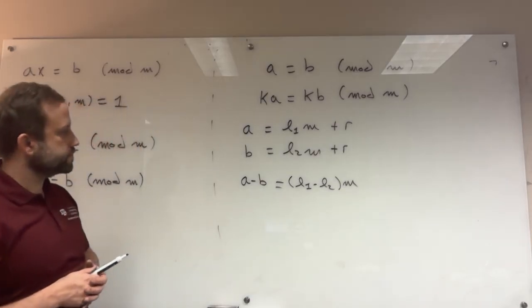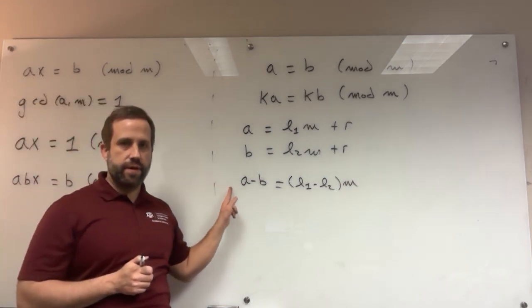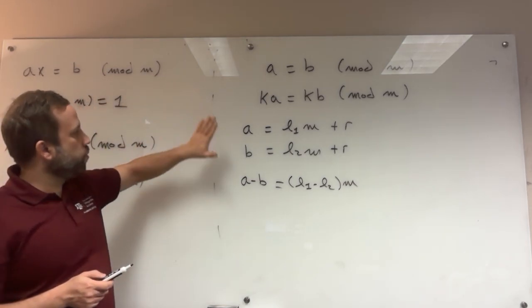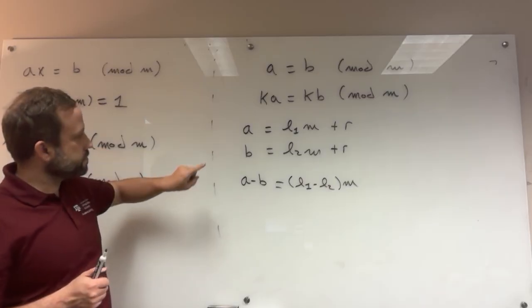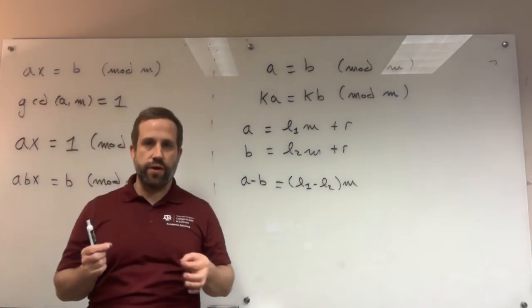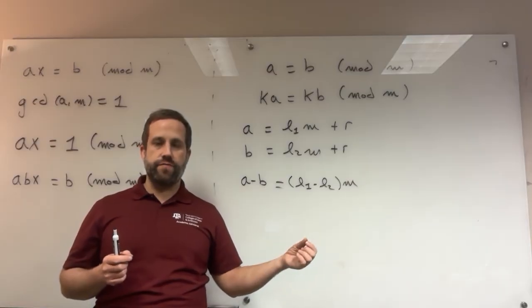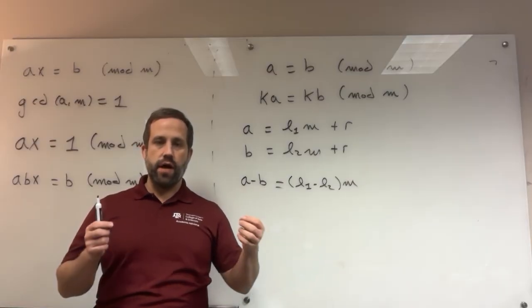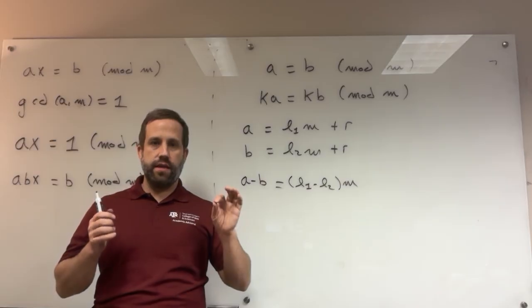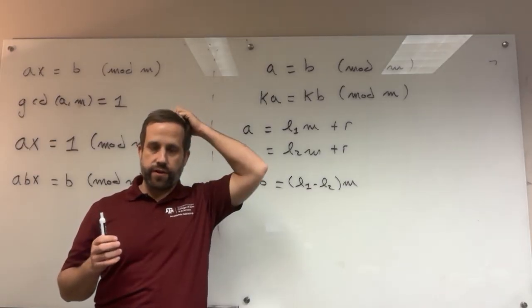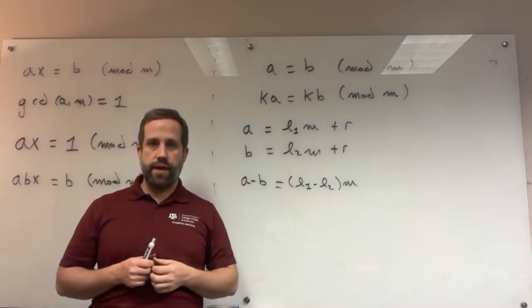Okay. Can you see why that's true? Think for a little bit about why that's true. Okay, so what this tells us then is that the difference of two integers is a multiple of m if and only if they're congruent mod m. So two numbers are congruent mod m if and only if their difference is a multiple of m, like we have here.